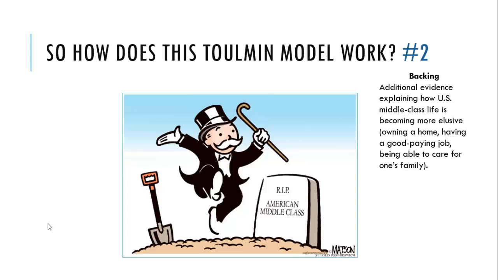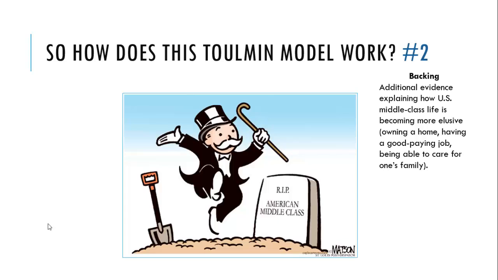I was saying that Matson definitely looks like he's proposing that the American middle class is dying because of this wealth disparity. So additional backing that you might want to have is evidence that explains how the U.S. middle class life is becoming more difficult and more elusive. In other words, it's not as prevalent. So you might want to look for evidence that shows how many people are actually able to afford and buy a home, how many people actually have what would be considered quote unquote good paying jobs.